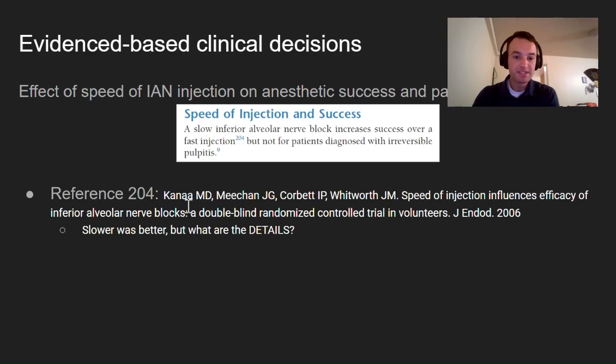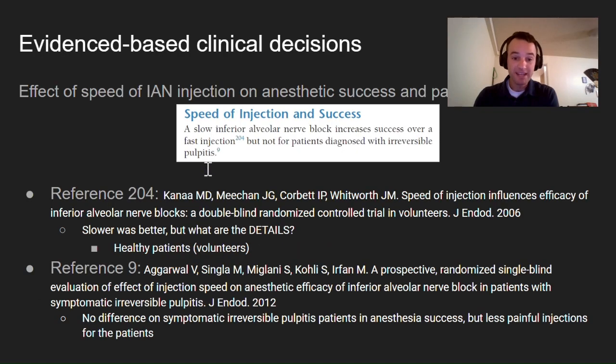Now this reference is reference 204 from right here in the book. And it does talk about how slower was more successful. But I had to go into the reference itself to find the details. This study was done in 2006 with 38 healthy patients who were volunteers who had no tooth problems. They weren't in any pain. They were volunteering to get numb in the area, and they were measuring success by response to cold test.